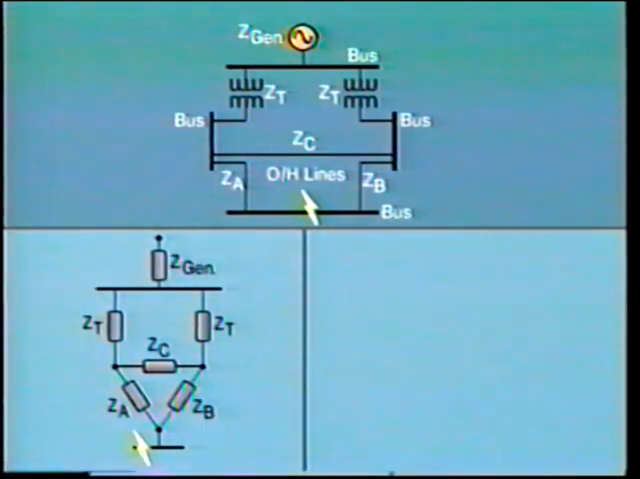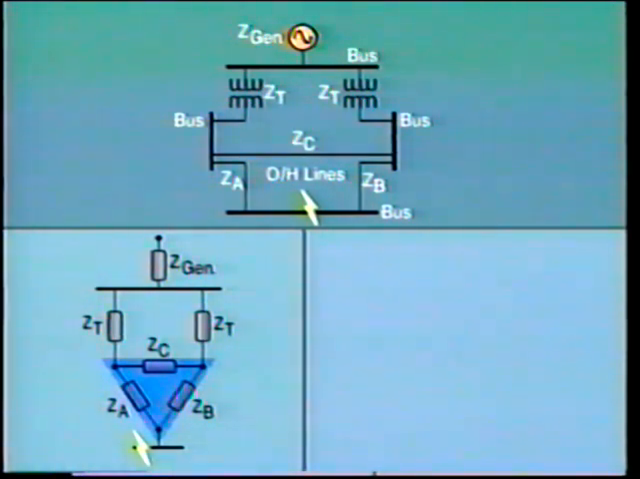The first stage looks like this, and for this example, we are leaving out the numerical values and indicating Z for different elements of the circuit. ZG here represents the generator impedance, and here are the two transformers, each with impedance ZT. The overhead line between them, that is line C, is shown here, with impedance ZC. Lines A and B, that is ZA and ZB, are connected into the faulted bus. In fact, these three overhead lines, ZA, ZB, and ZC, form a delta connection.